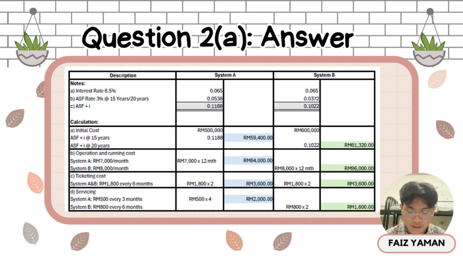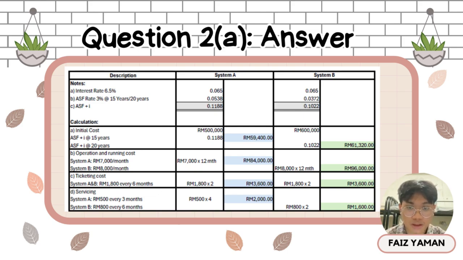The next one is on the servicing cost. For system A, it will cost RM 500 for every 3 months. So if we calculate it in 1 year, it will be 4 times of 3 months for the payments. So 500 times 4, we get 2000 for system A. And for system B, RM 800 every 6 months, which we times by 2. 800 by 2, we get 1.6 thousand.